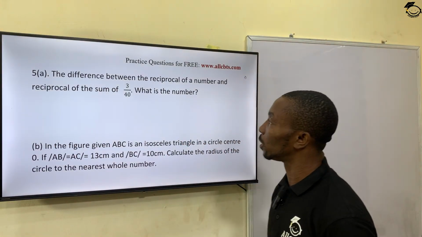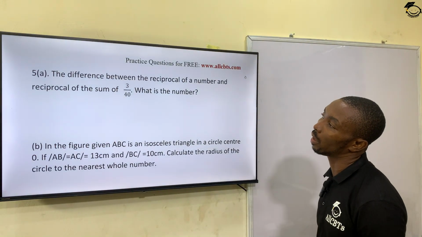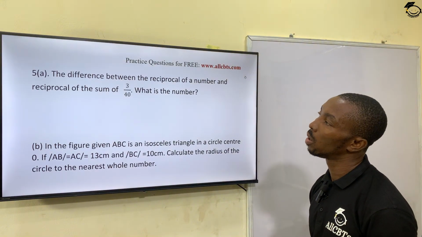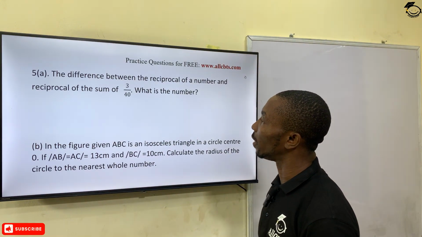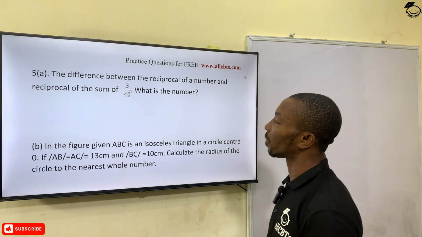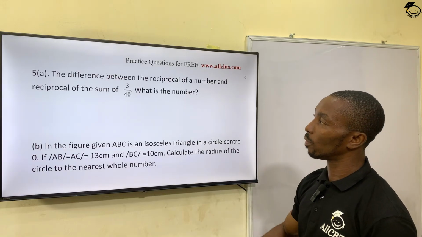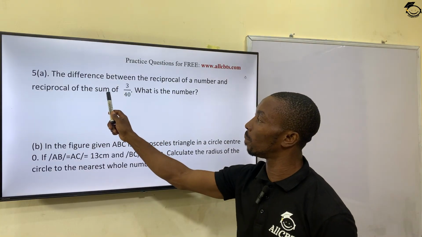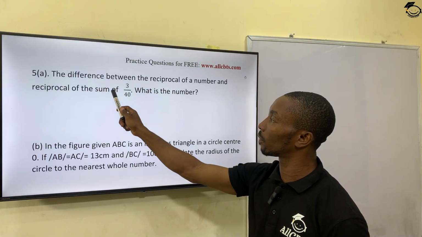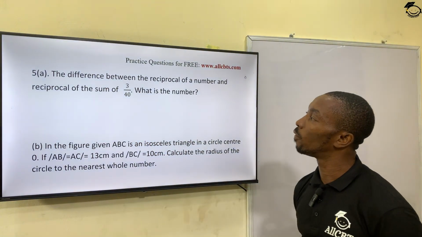The difference between the reciprocal of a number and the reciprocal of the sum of the number and 3 is 3 over 40. What is the number? This question is incomplete. This should be the sum of the number. The reciprocal of the sum of the number plus 3 would give you 3 over 40.